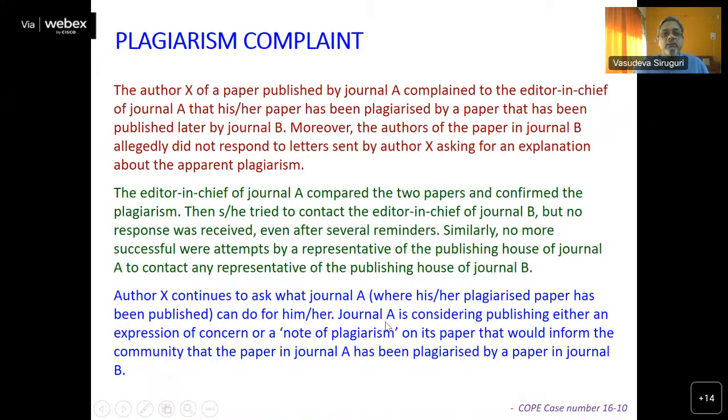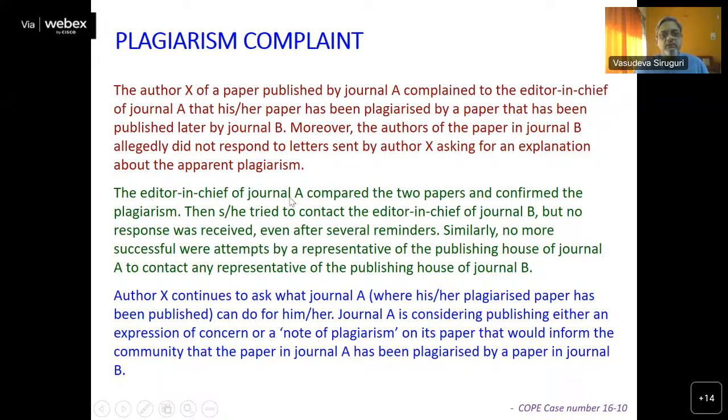Then there's sometimes a case of a plagiarism complaint. So some author X published in a journal explained to the editor that his paper has been plagiarized by a paper that has been published by another journal. And the authors of the paper in journal B did not respond to the letter sent by this first author asking for an explanation. So here the editor of journal A compared the two papers and confirmed the plagiarism. But then the editor contacts the editor of the other journal, and no response was received. So it was a very clear case of plagiarism.